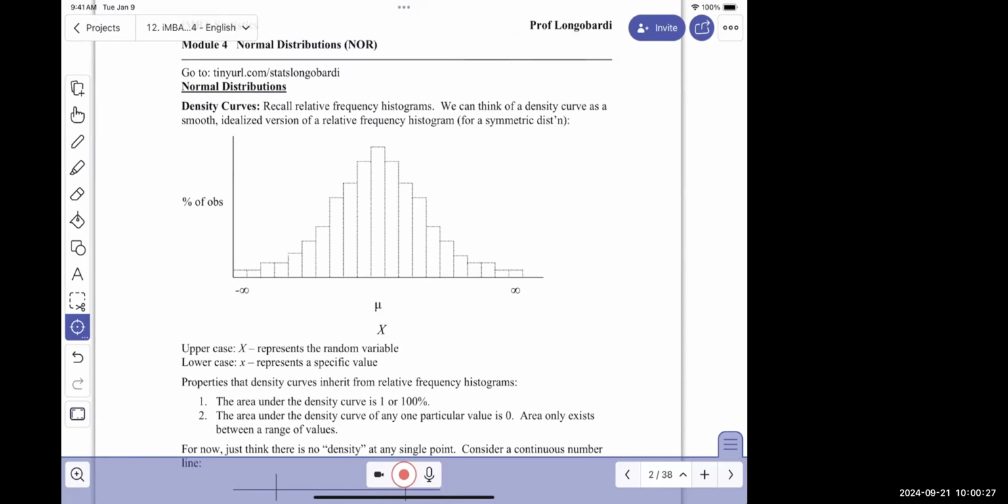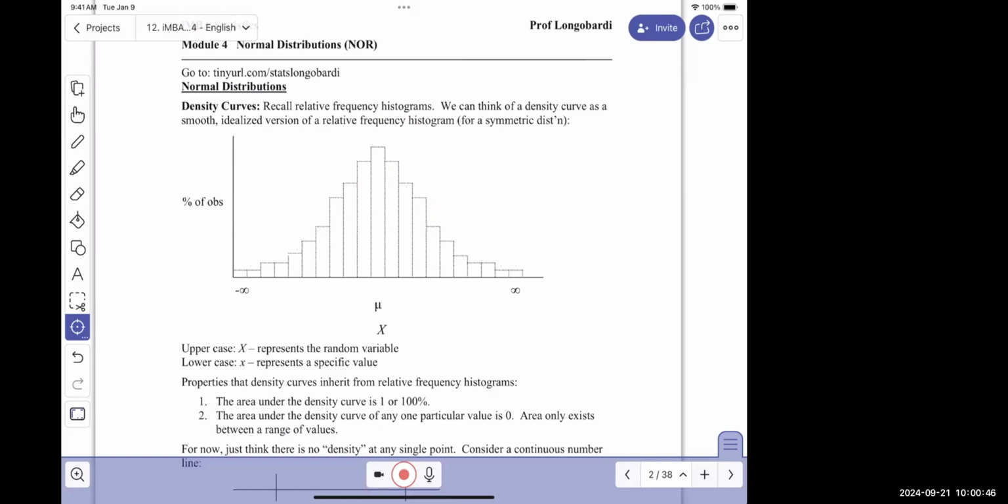Okay, so we're going to focus on symmetric histograms. Here's a symmetric histogram. Most of the observations are in the middle. Some of them are on the right, but just as many are on the left.